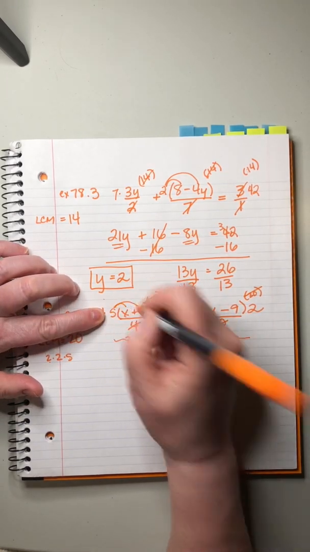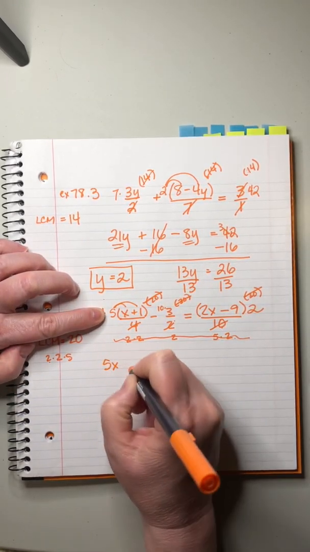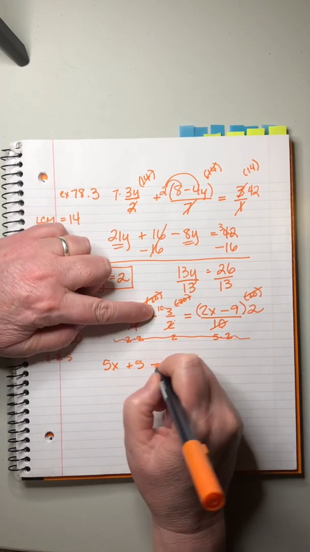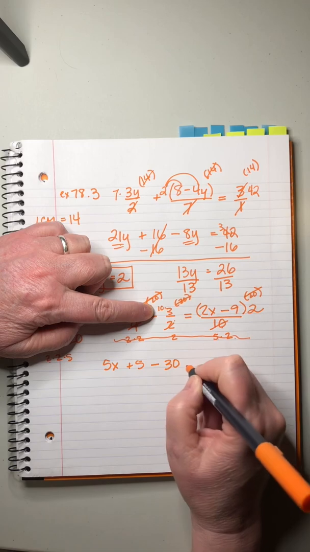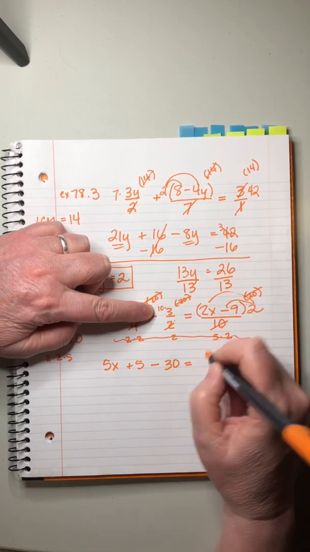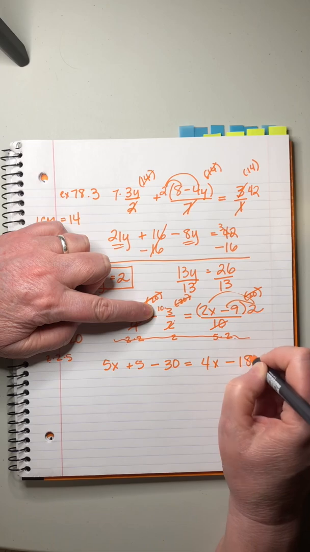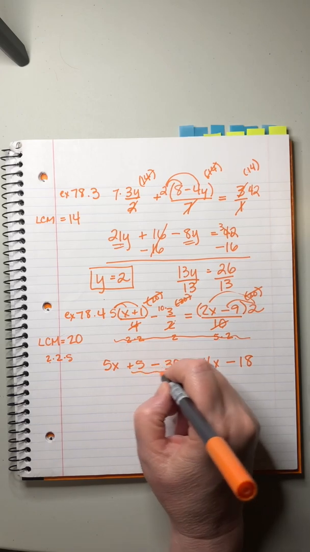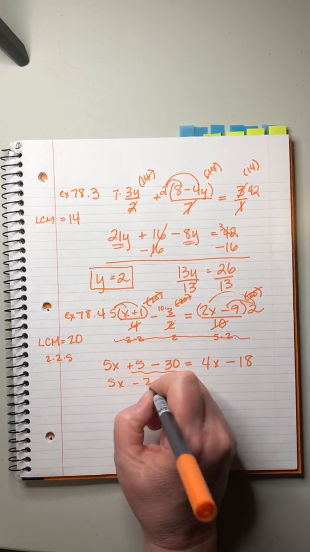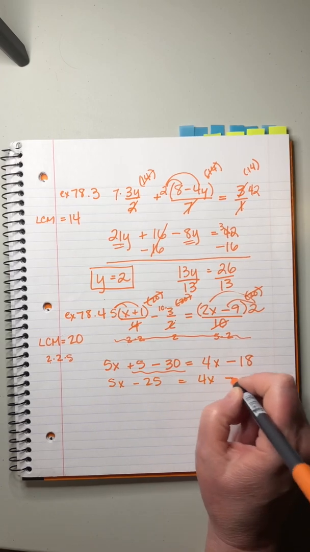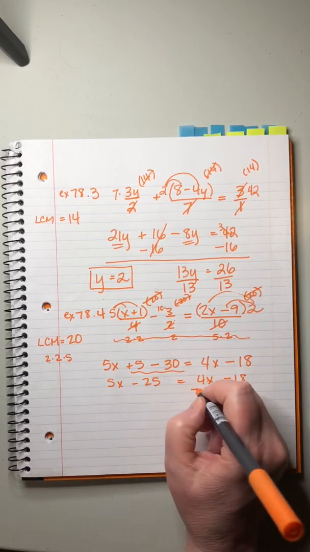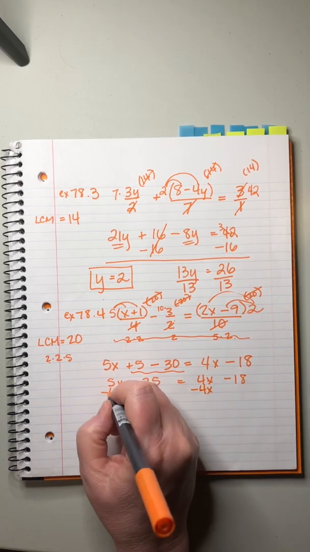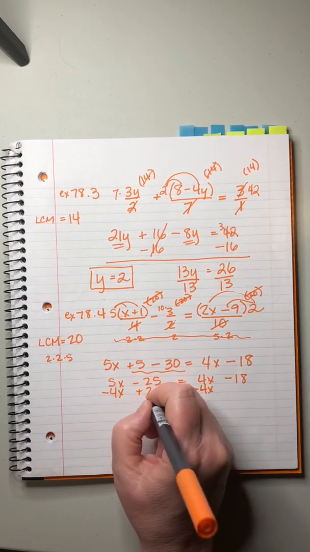I will distribute 5x plus 5 minus 30 equals, and then I'm distributing this way, 4x minus 18. And now the hard part's all done, and we just have playful algebraic steps to go through. And that never hurt a flea, did it? Okay, let's combine. 5x minus 25 equals 4x minus 18. Let's swim the x's this way. And then we'll add the numbers that way.